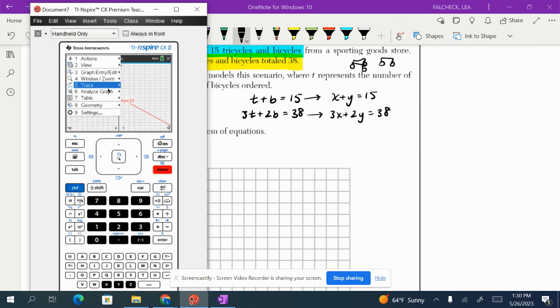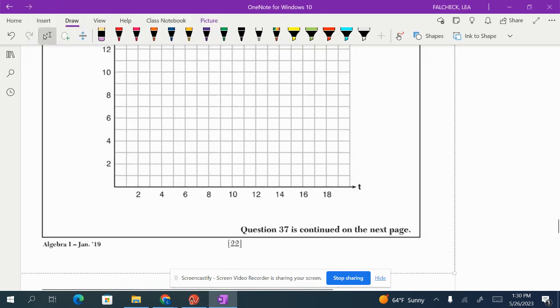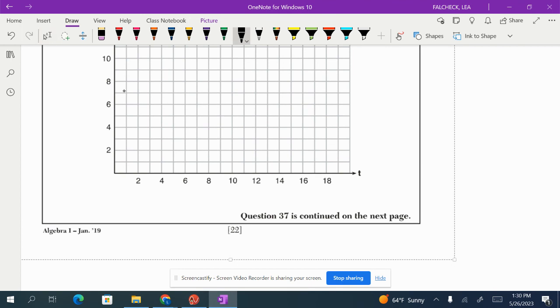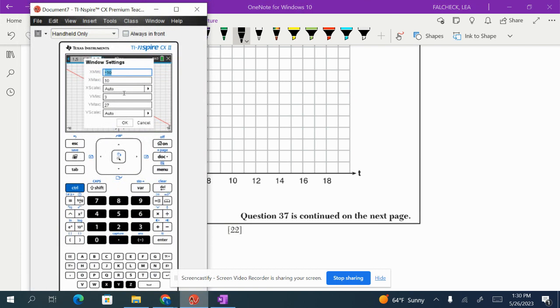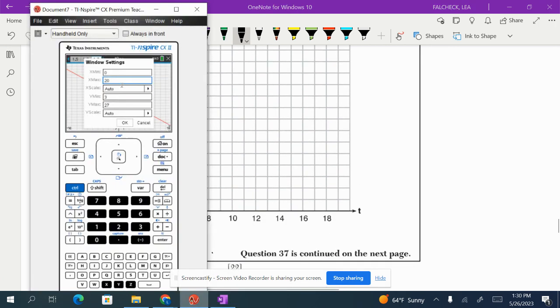Okay, great. Looking at my graph here, it actually gives us the window. The x-axis goes from 0 to 20. So let's go from 0 to 20. And then the y-axis goes from 0 to 20 as well. We'll go ahead and do that as well. Okay, 0 to 20. All right. So then let's get our points here.